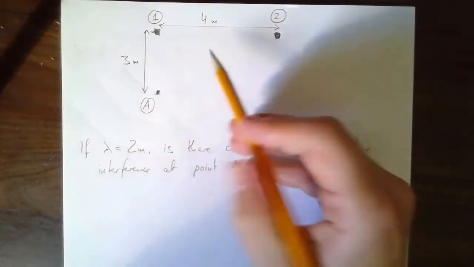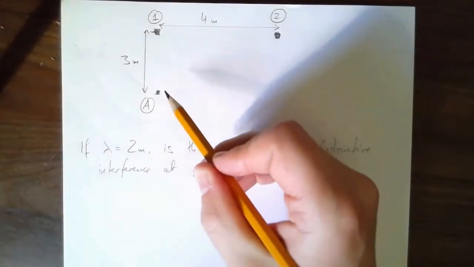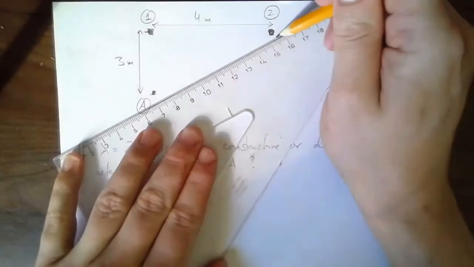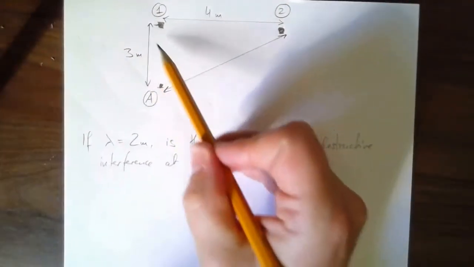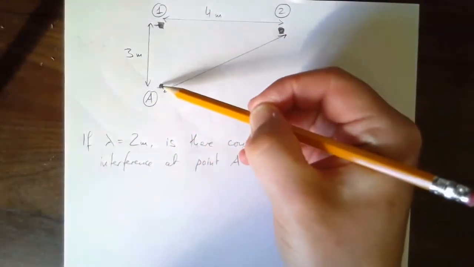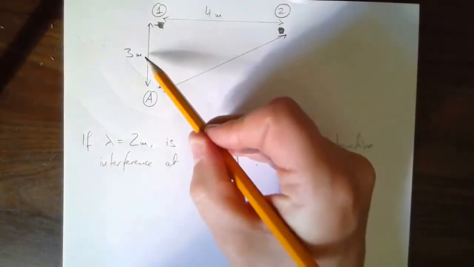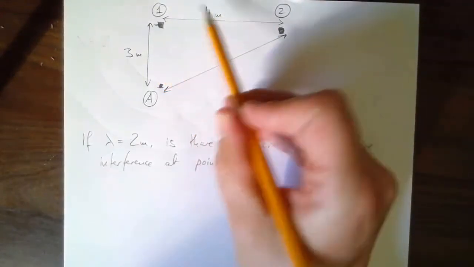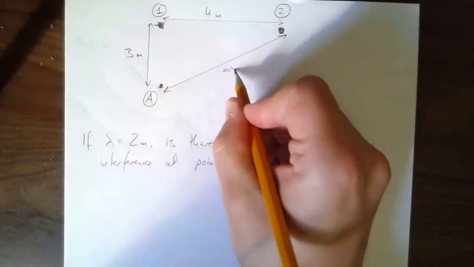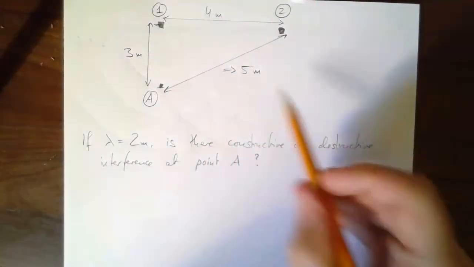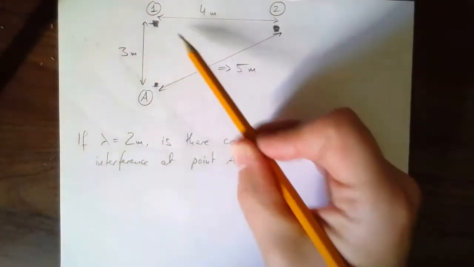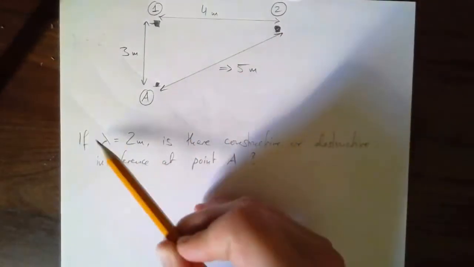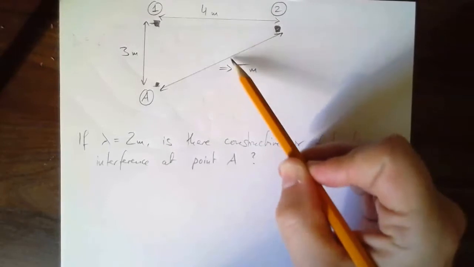Right. What about this distance here, like this distance here from the other speaker? Well, by the Pythagorean theorem, if this is a right angle triangle, which it is because this is right in front of 1, right? 3 meters, 4 meters, 3 squared plus 4 squared is 25. Root of 25 makes this 5 meters. So we figured that one out from the geometry. So that means this speaker here, because the wavelength is still 2 meters, it's going to be 2.5 wave cycles.